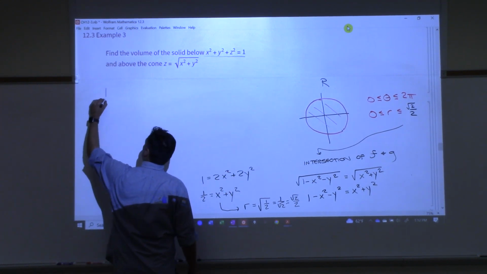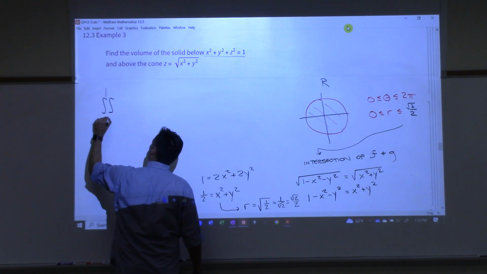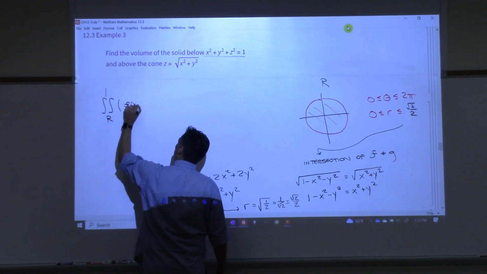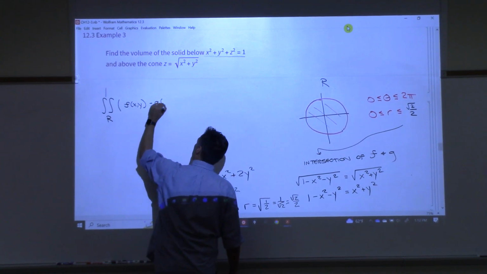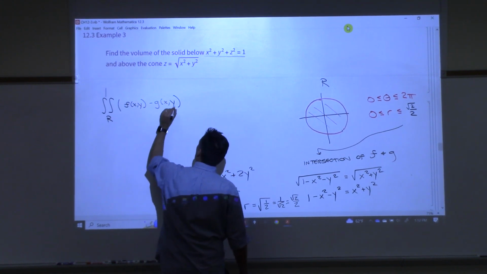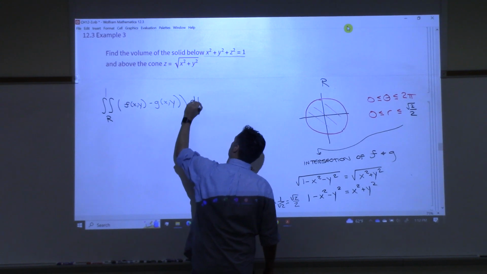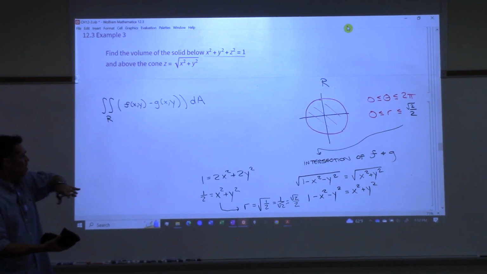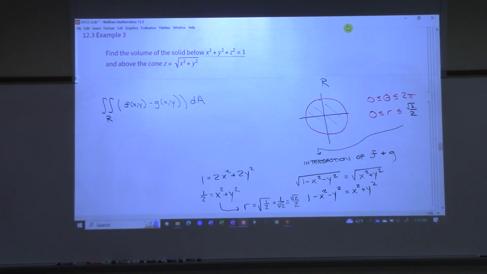I'm trying to do the double integral over my region R, and I'm trying to take that f of xy and subtract the g of xy, and I want to do that double integral with respect to area. That's what I'm trying to do. It's the volume between the two surfaces on top of the region R. I'm going to convert to polar.